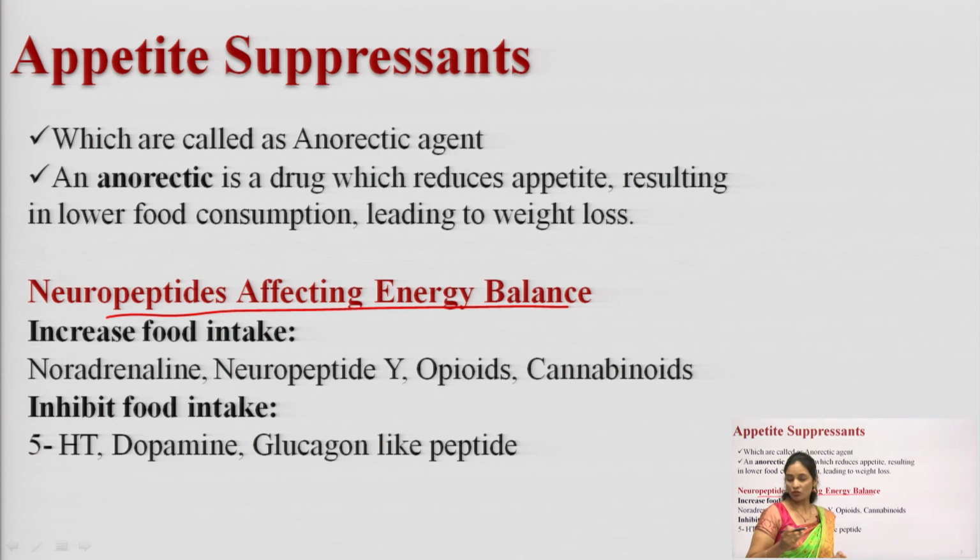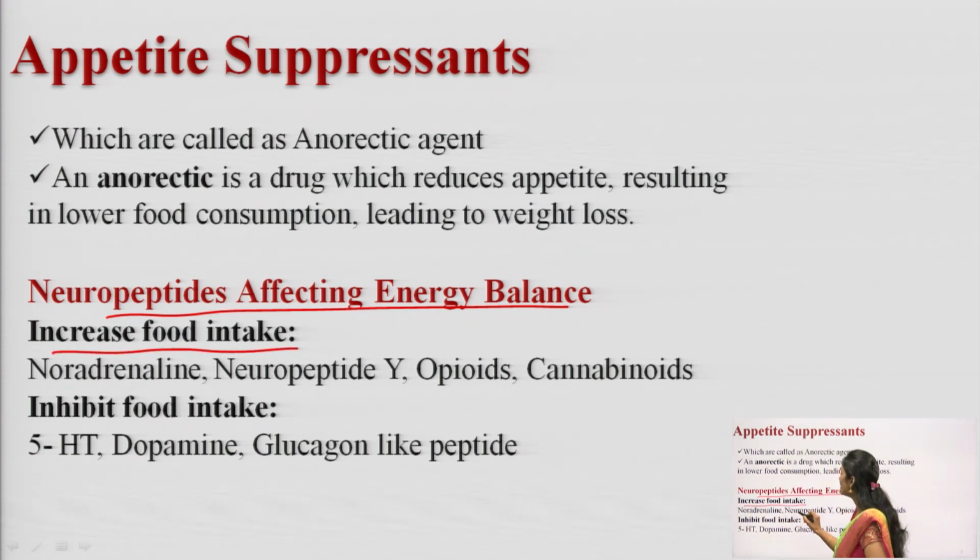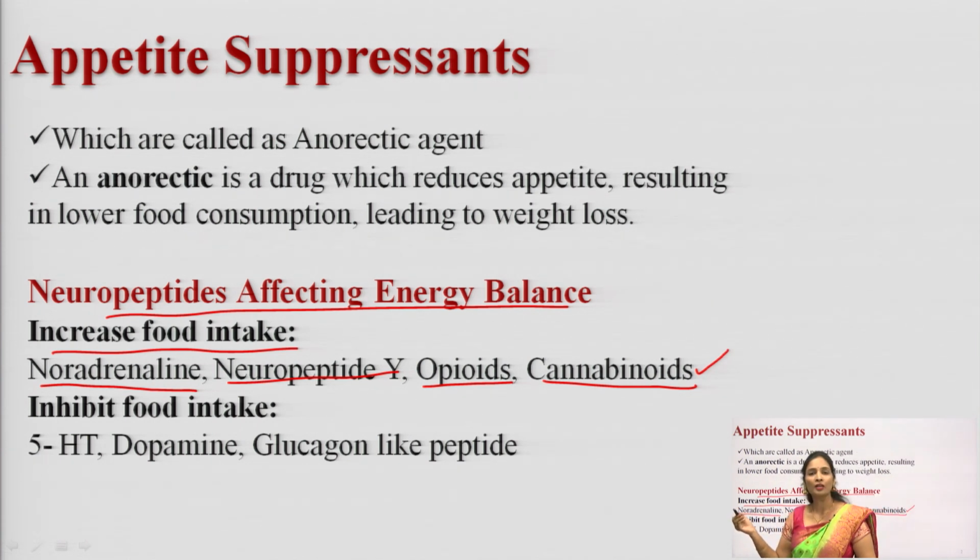The first one is the increase in food intake. These are the drugs which will increase the food intake, like noradrenaline, neuropeptide Y, opioids, cannabinoids. The cannabinoids, which I discussed in the previous lecture, are appetite stimulants. Opioids are also appetite stimulants. So, if you are taking these drugs, they will increase the food intake.